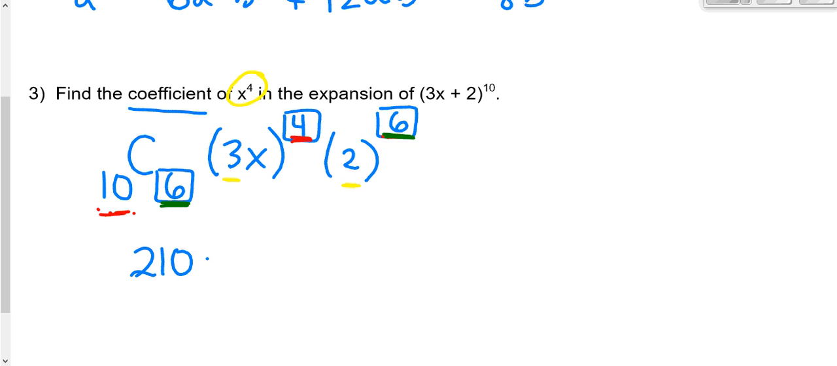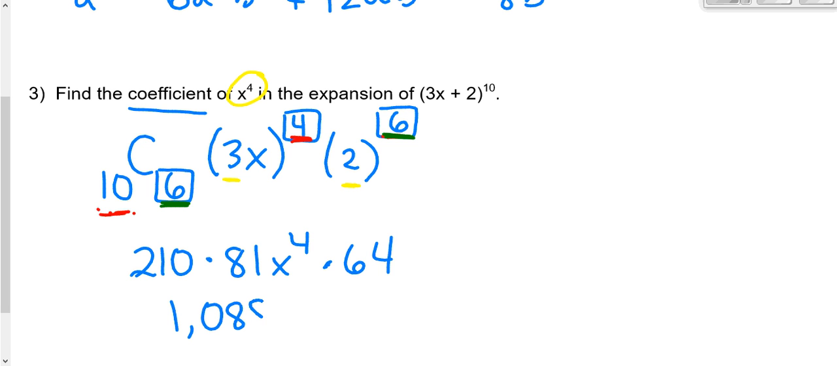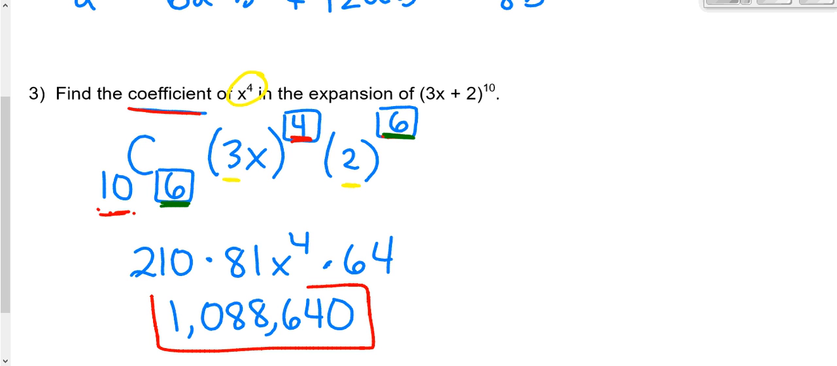So we have 210 times 3 to the 4th is 81, and then x to the 4th, times 2 to the 6th, which is what? 64? So we have 210 times 81 times 64, and that is 1,088,640. Now if we're writing the whole term, it would be 1,088,640 x to the 4th, but it said, what's the coefficient? So we're just answering with that part of the term.